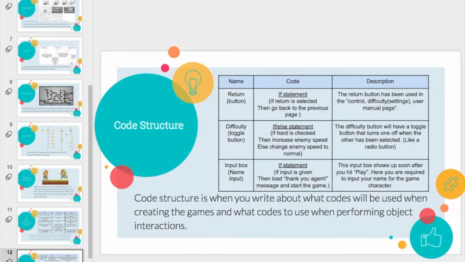So right here it says return button, and if we use an if statement, so if return is selected, then go back to the previous page. What this means is whenever a return button is clicked, it will load you to the previous page. So this is how simple it is, and it identifies what the code is supposed to do. If I created this and there was someone else who wanted to develop the game, he could look back into this code and easily know what I wanted it to do. So that's what the code structure does.